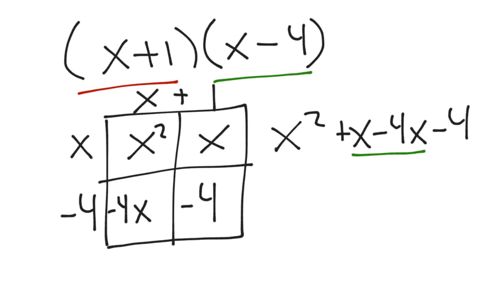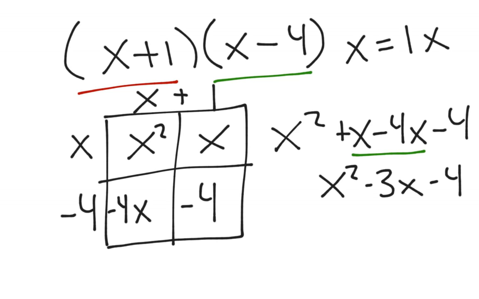I need to start off by remembering that x is the same as 1x. Those mean the same thing. There's an invisible 1 in front of the x. So if I have 1x and then I take away 4 more x's, that means I'm going to have negative 3x. I have no like terms with negative 4 and no like terms with x squared. So my final answer would be x squared minus 3x minus 4.